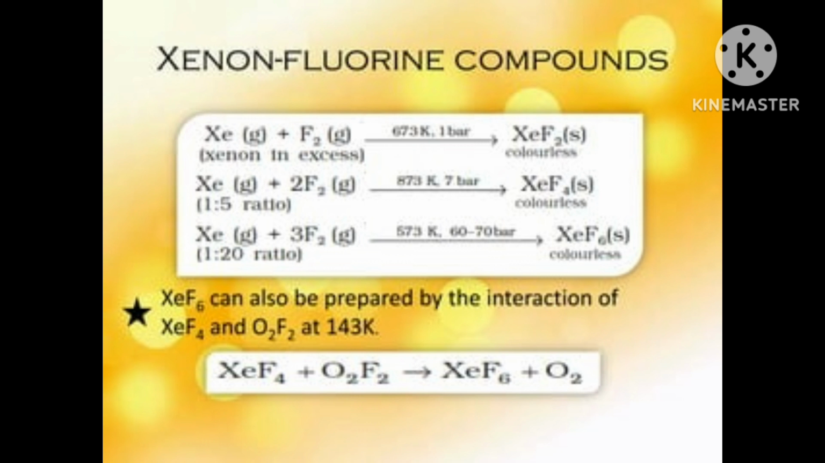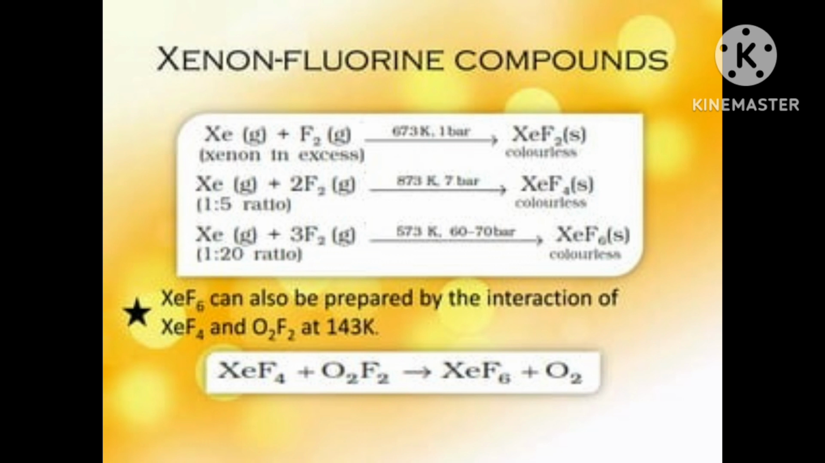Now I am telling more about XeO3. XeO3 is a colorless explosive solid. Remember, it is an explosive solid. XeO3 is a colorless explosive solid and has a pyramidal molecular structure. XeOF4 is a colorless volatile liquid and has a square pyramidal molecular structure.